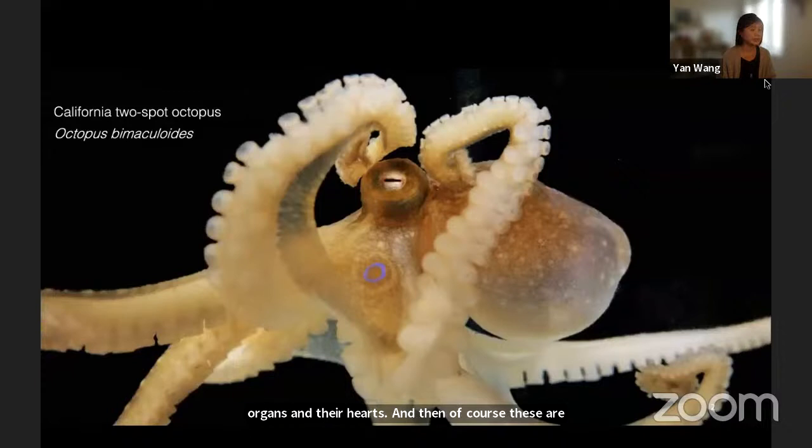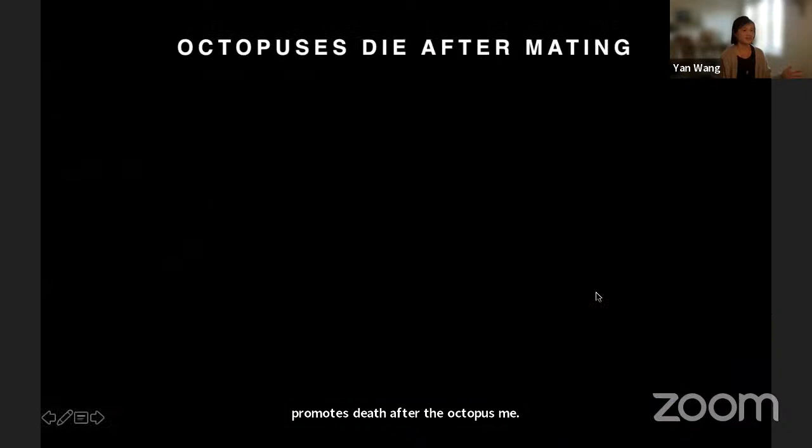I've mentioned that octopuses have very big brains. But unlike vertebrates that have evolved to have large brains, think of primates or corvids, octopuses are very short-lived. These octopuses in particular live for only about a year to a year and a half. This is because a part of their nervous system promotes death after the octopus mates. In other words, the octopus nervous system ensures that octopuses die after mating. And this is a very, very fast process. Let me put this in the context of the octopus's entire life cycle.